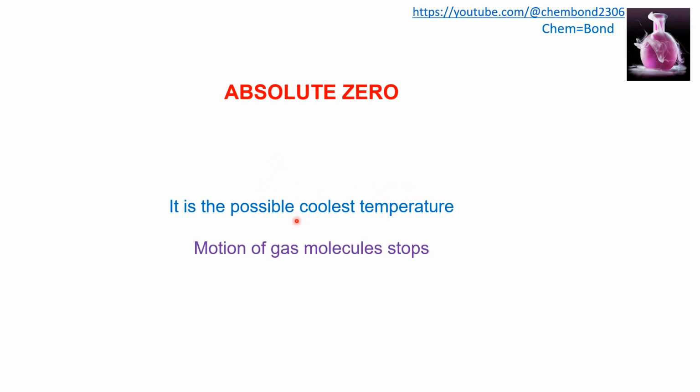Now comes absolute zero. Absolute zero is the lowest possible temperature and the coolest possible temperature. At this temperature, the motion of the gas molecules stops and the volume of the gas is zero. So we will prove why the motion of the molecules stops and the volume of the gas is zero at absolute temperature.